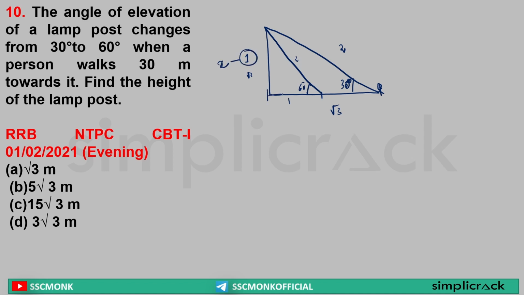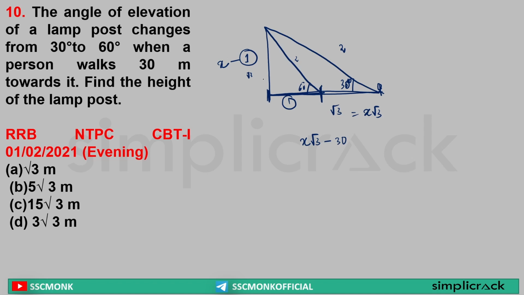Now understand this. Let's say at the beginning, the height of the tower was what? X. So this distance was what? If this is 1, this was root 3. So this distance was x root 3. Yes or no? Yes. Now he has covered how long distance? 30 meter distance. So what is the remaining distance? X root 3 minus 30 meter. So this distance is equal to what? X root 3 minus 30, which is equal to 1 part.